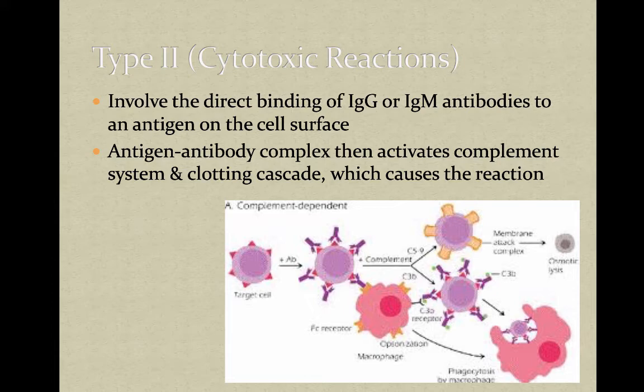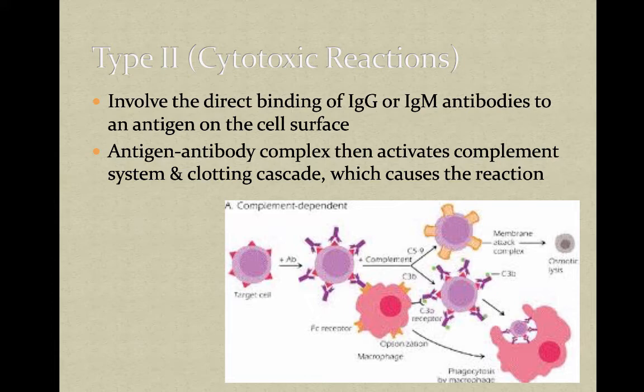And this antibody-antigen complex activates the complement system. And that, of course, as you remember, when you activate the complement system, that usually will trigger the clotting cascade, and the complement system will end up at the membrane attack complex. So what happens is the cells that have this antigen-antibody complex get destroyed. So this is actually what produces the reaction.